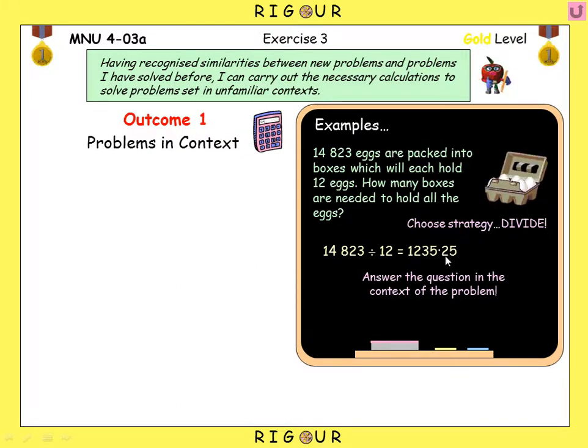So even though this goes against a lot of the rounding rules, you actually need to round up so that you've got enough boxes to hold all the eggs. So the answer we were looking for here is 1,236 boxes.